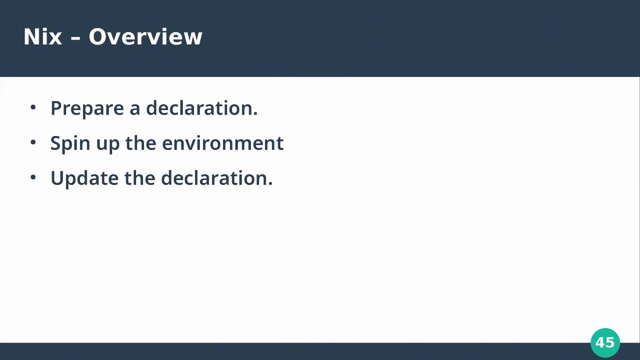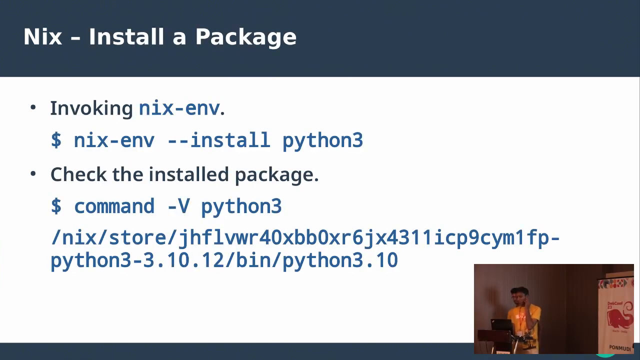So what we can do with Nix is prepare a declaration and spin up the environment, and we can update the environment. To install, we can simply give this command, nix-env install python. This will install the Python 3 package in an environment. If we install every package, it will create a generation. A generation is nothing but the set of packages available at a particular moment. So one can have multiple profiles.